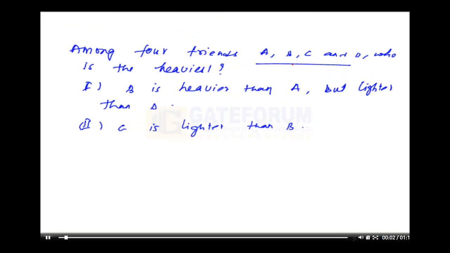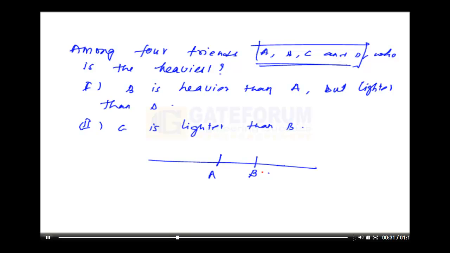Four friends A, B, C and D. We have to find among these 4 friends who is the heaviest. Now, let us look into statement 1. B is heavier than A but lighter than D. So let us write them on number diagram. B is heavier than A. So let us take A here. Towards the left of A will take lighter, towards the right of A will take the heavier. Now B is heavier than A, so B will be somewhere here, but lighter than D. B is lighter than D, so D will be somewhere here, but we don't have any information about C.